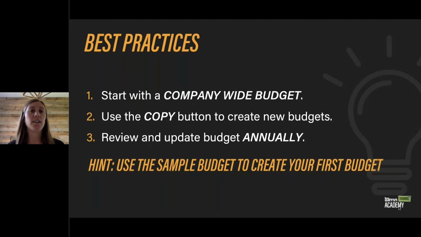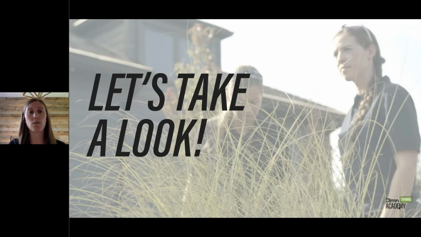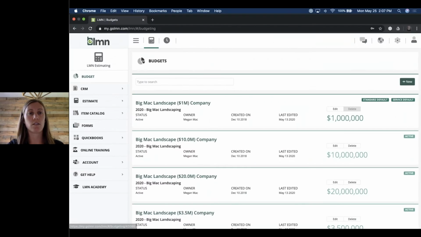And just as a hint here, Element does come with sample information, including sample budgets. So the easiest way to get started is to take a look at a sample budget that's most similar to your company, and then we can copy it, and then you can manipulate it so that you don't have to do double manual data entry. So we'll jump in, we'll get started, and we'll log into our Element accounts.